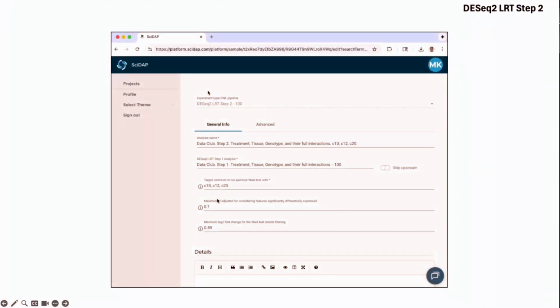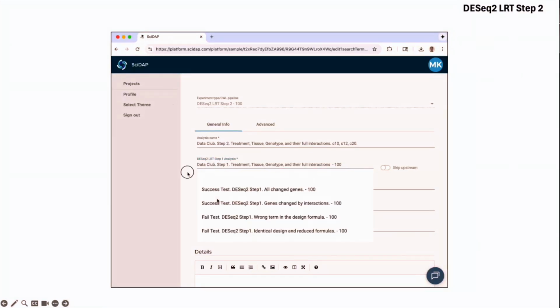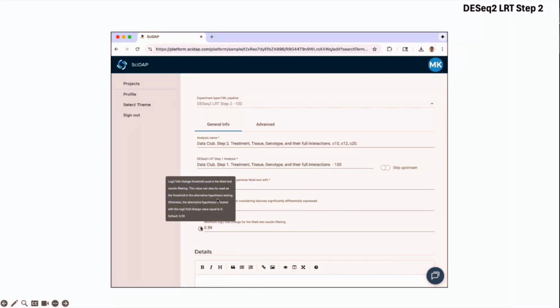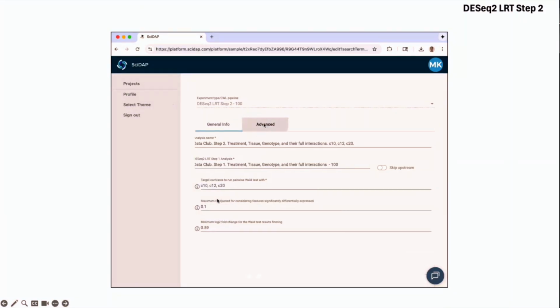And here we will see how to run the second step of this analysis. So first we select the type of the workflow, then we type the name of this workflow. It can be arbitrary. We select the first step, the result of the first step. We provide the name of the contrast that we are interested in, the filtering threshold for p-adjusted and log-fold change.